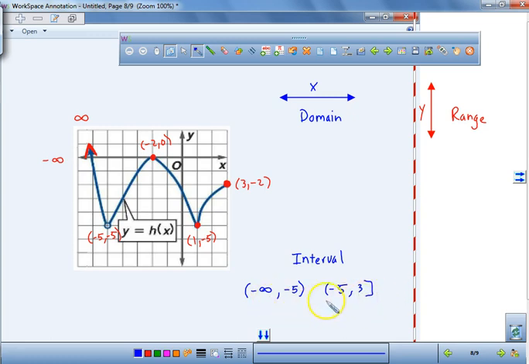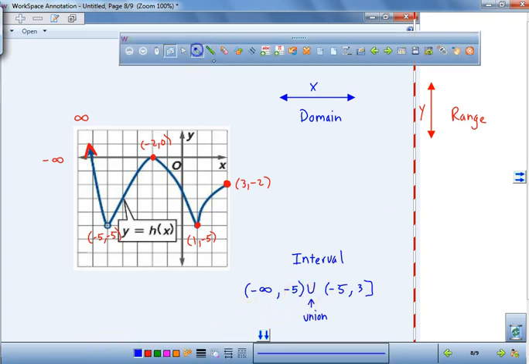So if there was only a symbol we could use to combine this guy with this guy, and the symbol that we use is a U, which means union. We're combining both of those answers. So this is the interval of x that's being plotted.